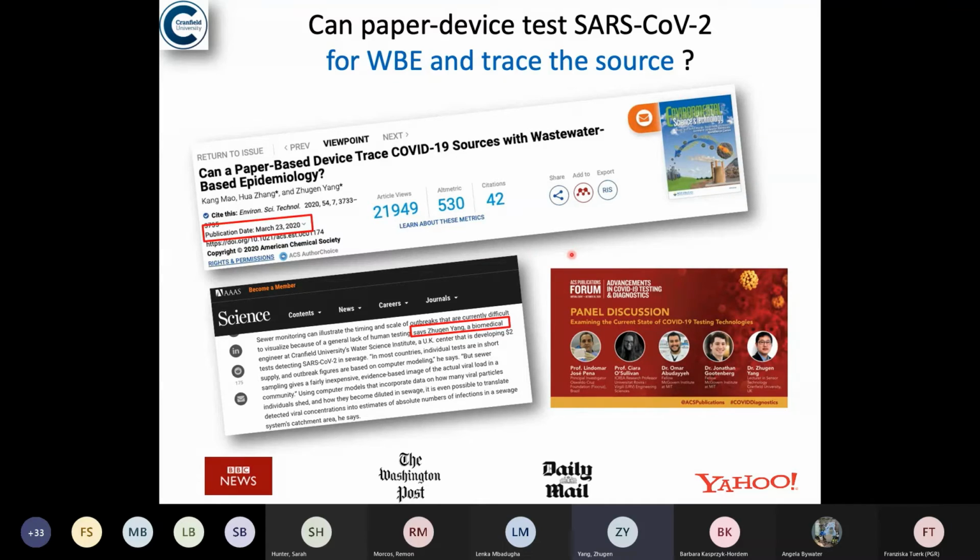Because of these good contributions, we were also invited to attend some forums, including a publication forum, to discuss these technologies: how can we improve testing and diagnostic technology for SARS-CoV-2?